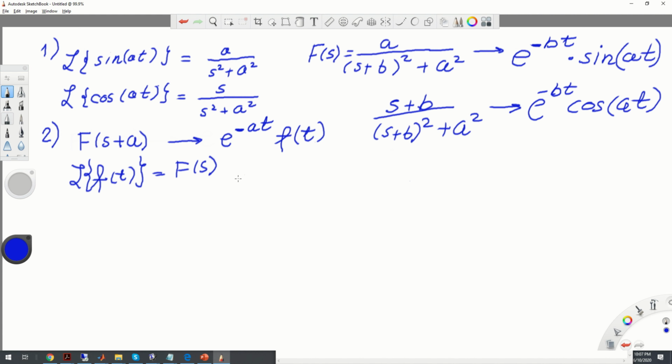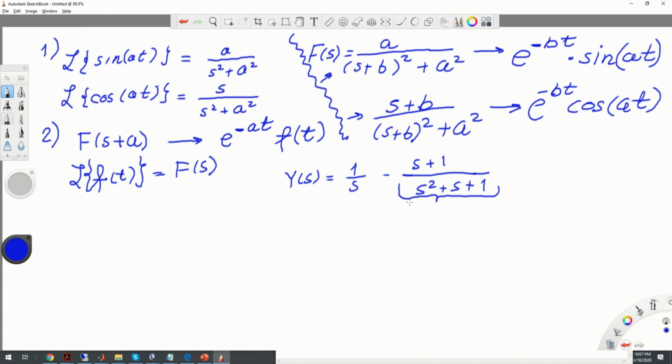Okay, now let's recall our original expression. We had Y of s equal to 1 over s minus s plus 1 over s squared plus s plus 1. Now, we're going to use these two expressions to compute the inverse Laplace transform of this term. How can we do that? The first idea is to transform the denominator such that it looks like this.